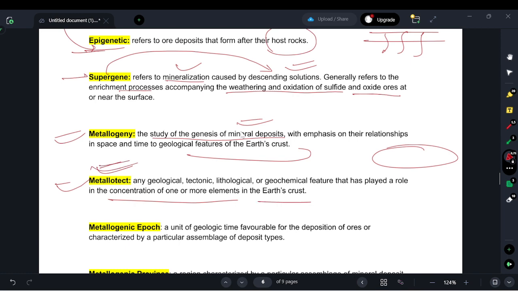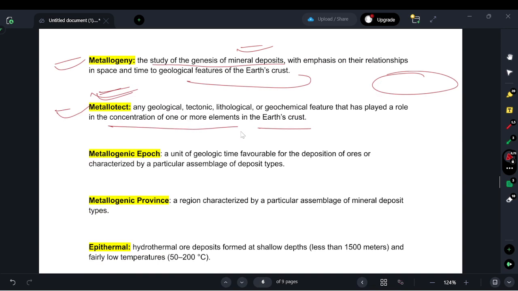Okay. Now, what is the metallogenic province? The word province refers to any region. So if you're talking about the metallogenic province, it is any region which can be characterized by an assemblage of a particular deposit. We call that term the metallogenic province. Okay.